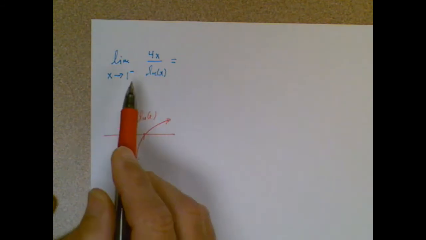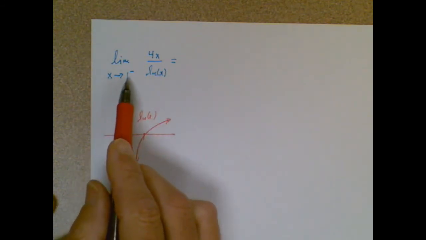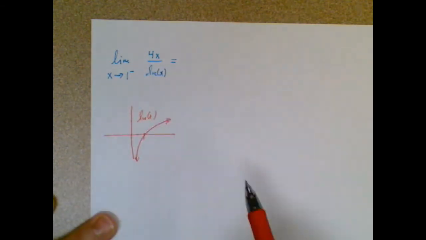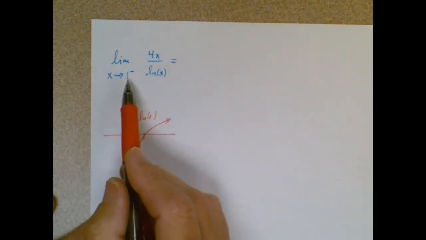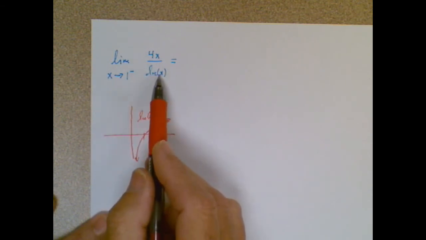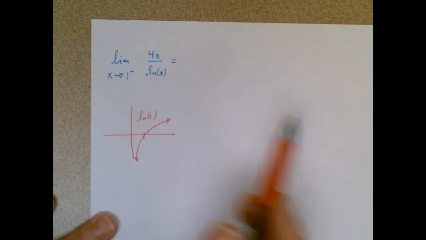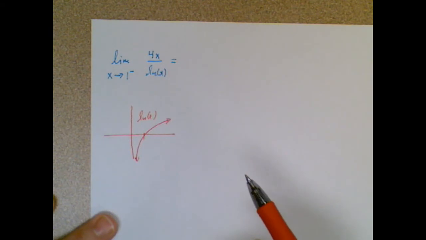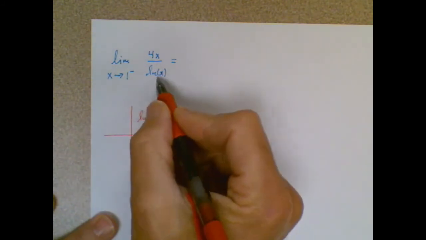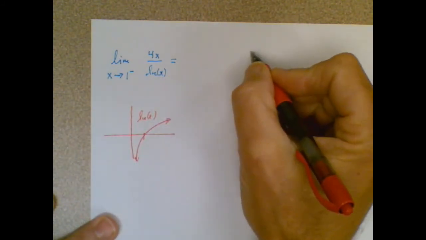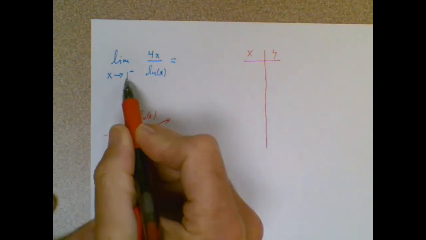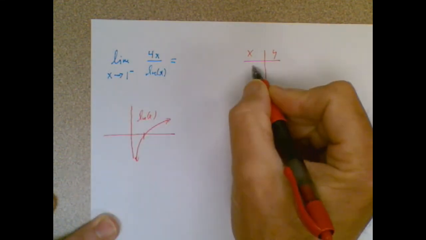So now, if I think about this, as x approaches 1 from the left-hand side, what's the trend on this thing? Well, of course, you'd try to plug a 1 in. You get a 4 in the numerator. Natural log of 1 is a 0 in the denominator. Your plug-in didn't work. So now what could you do? You could do an intelligent t-chart. I'm going to approach 1 from the left.